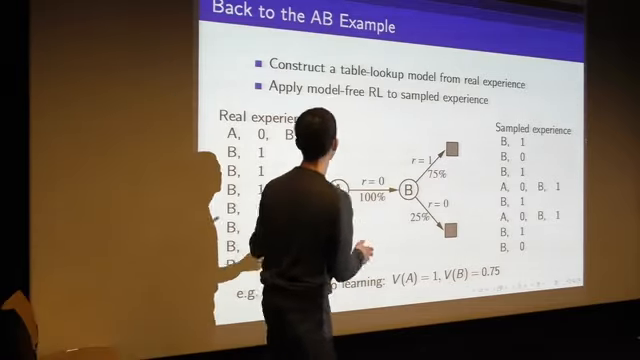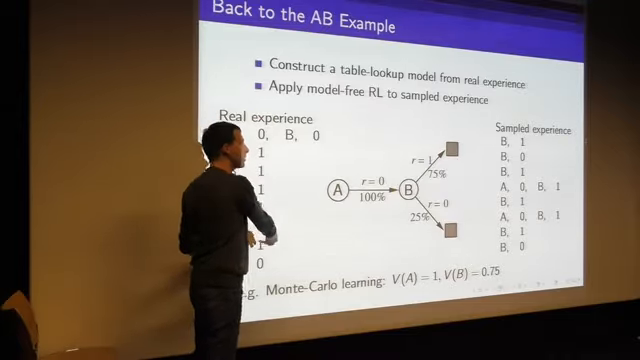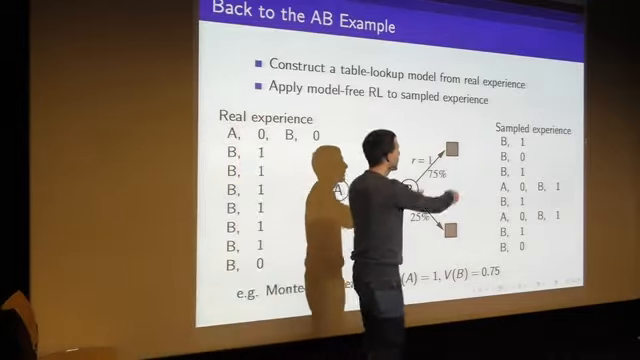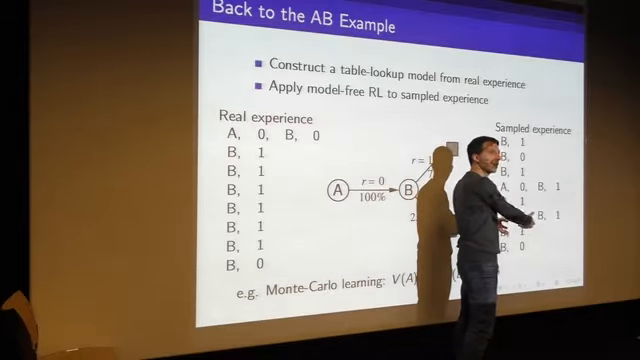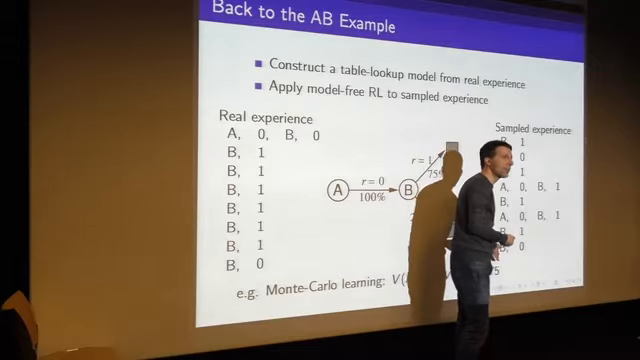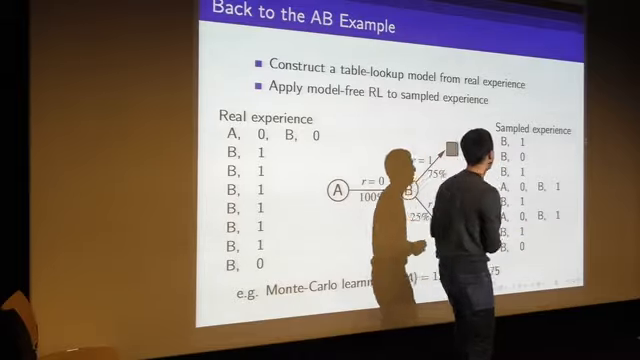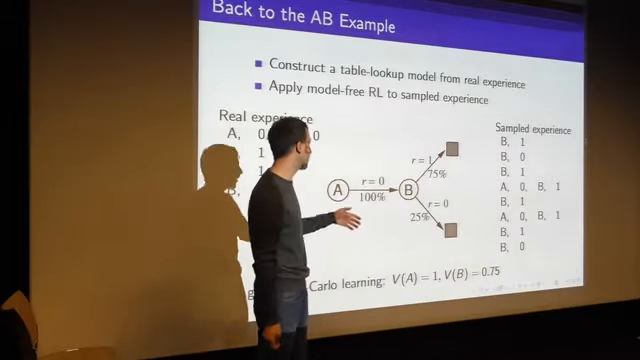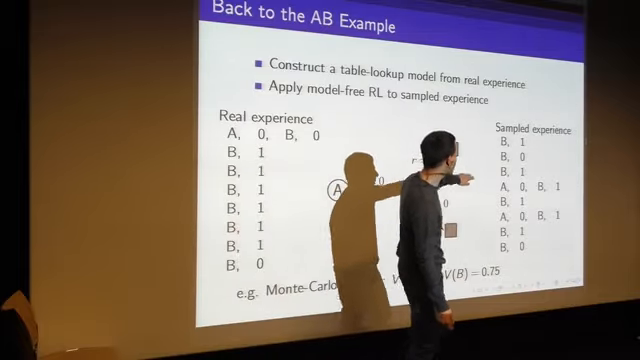So now, let's take the final step. We started with our real experience, we've built a model, we've sampled experience. Now the final step is to learn from our sampled experience and apply, say, Monte Carlo learning to these trajectories. That's the canonical model-free reinforcement learning algorithm.